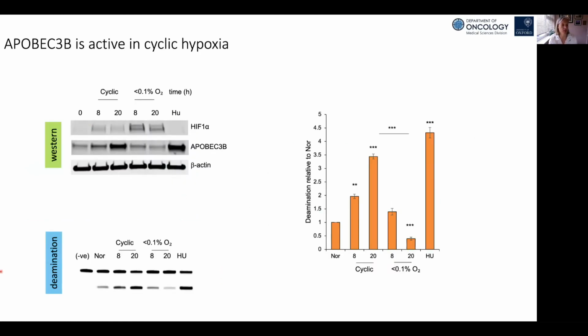So this time I'm showing you one of those deamination assays here, and here's the quantification here. So as we expected, deamination increases with hydroxyurea, it decreases with the chronic hypoxia, and it increases with cyclic hypoxia. And although I'm not showing you today, this is A3B dependent. So if we do the same assay after we've knocked down A3B, we don't see this increase.